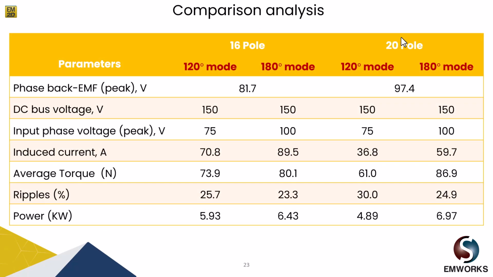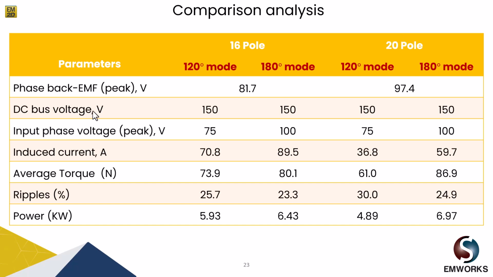So if we compare all the cases which we have simulated today, let's look at them one by one. The first thing is the phase back EMF. Since when we switch from 16 pole to 20 pole we get better flux linkage and a larger amount of magnet volume, the phase back EMF at the same speed of 766 RPM was higher in the 20 pole design and lower for 16 pole. We can see there's a difference of nearly 19%, I would say.